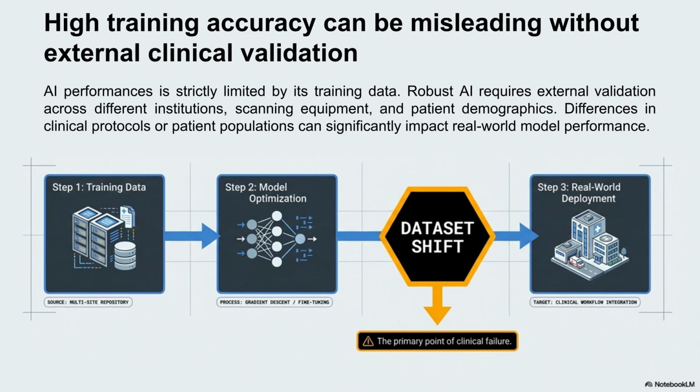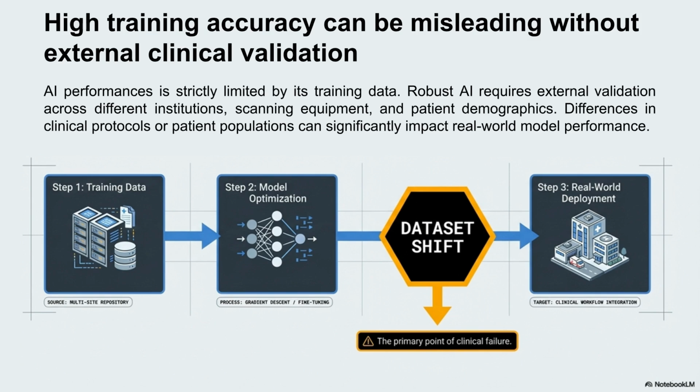High accuracy on a training dataset alone has little clinical meaning. Robust AI requires external validation across institutions, scanners, and patients. Dataset shift, changes in protocols or demographics, is one of the most common reasons models fail in real world settings. Successful systems integrate into clinical workflows as triage tools or second readers. The most effective designs keep humans in the loop, allowing clinicians to override, contextualize, and learn from AI outputs rather than passively accepting them.